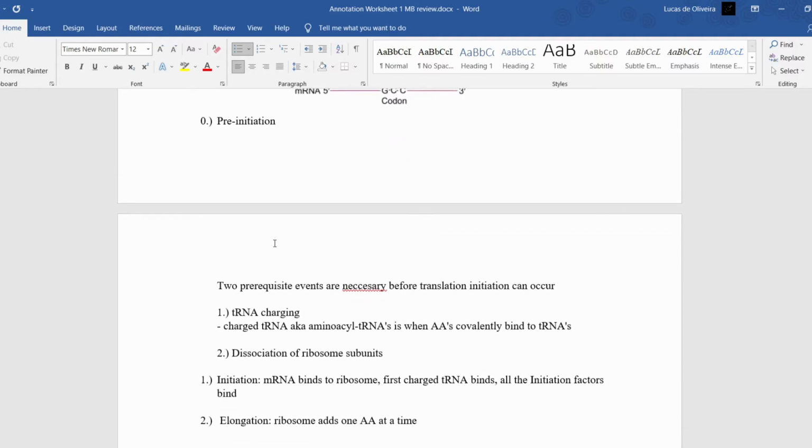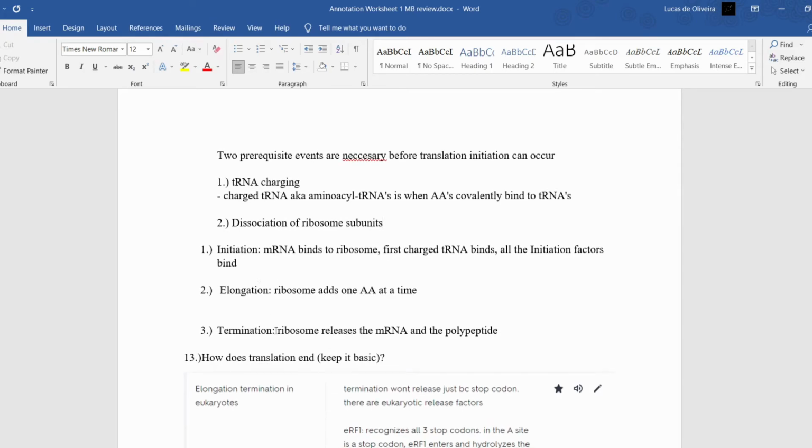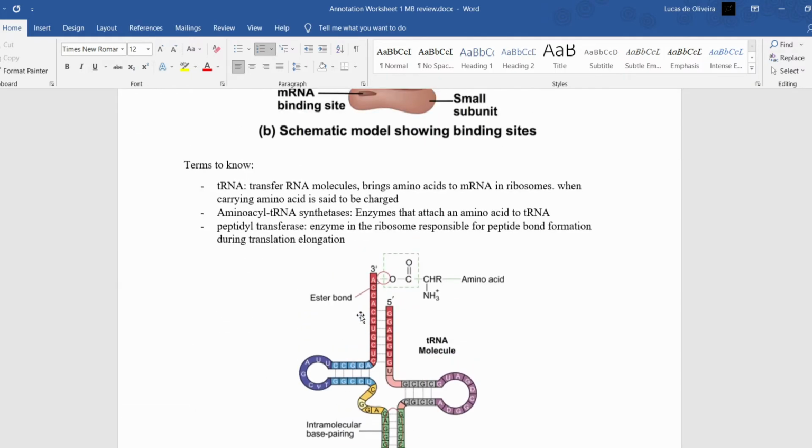Pedantically, pre-initiation is not considered a part of translation. That was actually a test question in molecular biology. It is important. It happens as a prerequisite, but it's not considered part of the process. The process is comprised of initiation, elongation, and termination. And I kept it really bare bones here because you can get pretty in depth into it.